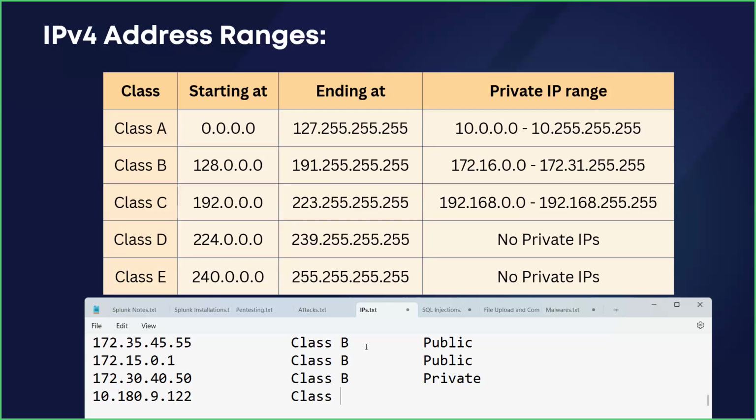10, 18... 10.18.0. Yeah, class A, private. Correct. Let's say one more IP. Yeah, two more. Class C, private. Yeah, and private. Right. 17, and this is class B. 17. Public or private? 172.29 means that is a private. Yes, this is a private.